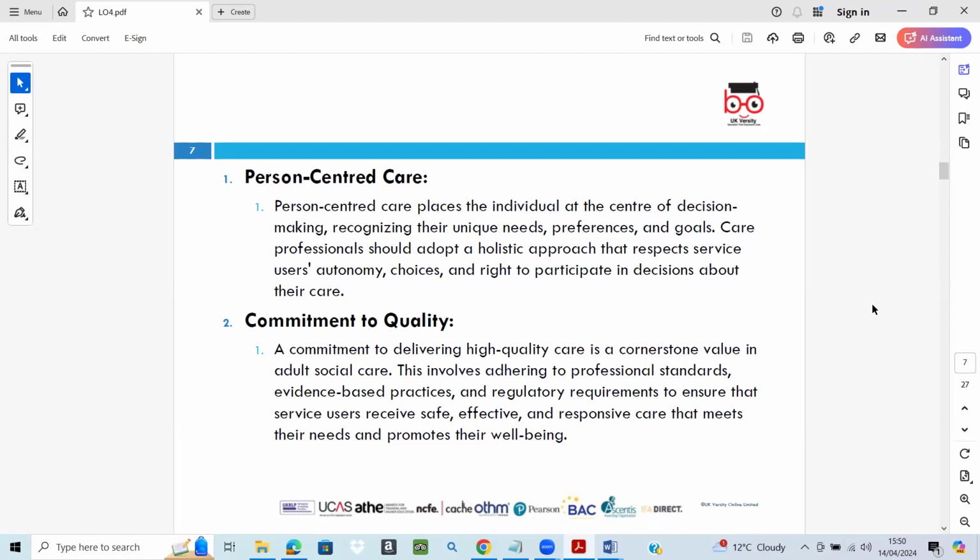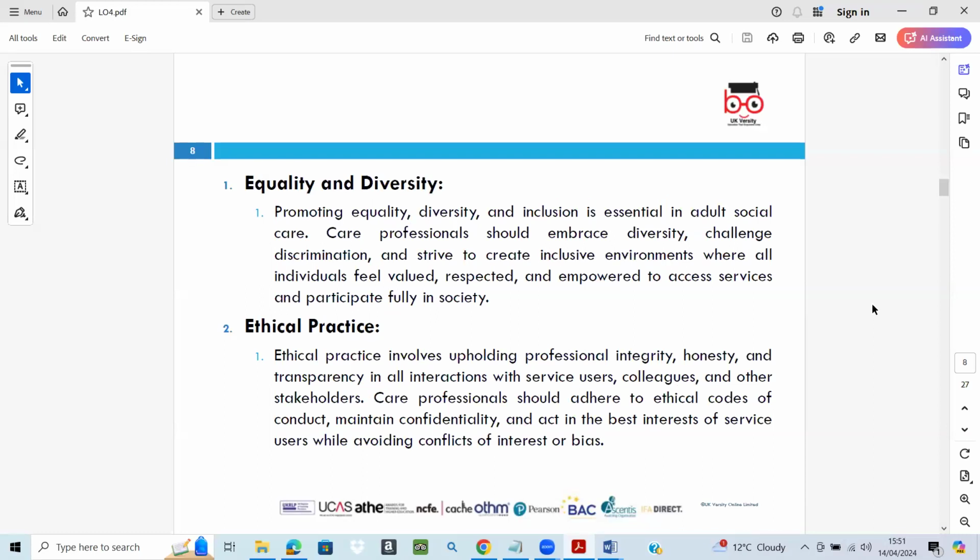Quality in care also involves monitoring and evaluating our services regularly to identify areas for improvement and implementing changes that enhance service user outcomes and satisfaction. Then we have equality and diversity and ethical practice. Okay.